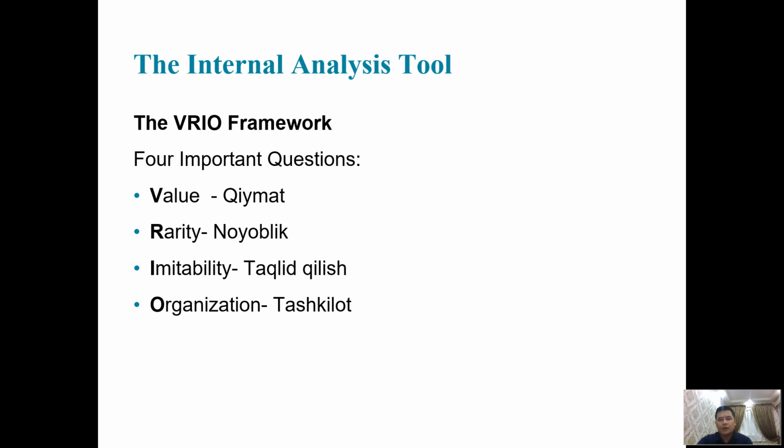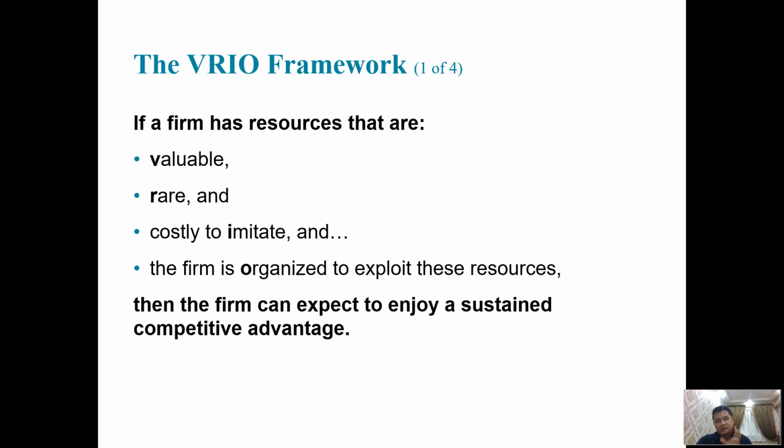So, if a firm has resources that are valuable, rare, and costly to imitate, and the firm is organized to exploit these resources, then this firm can expect to enjoy a sustained competitive advantage. So, I repeat again: if a firm has resources that are valuable, rare, costly to imitate, and the firm is organized to exploit these resources, then the firm can expect to enjoy a sustained competitive advantage.